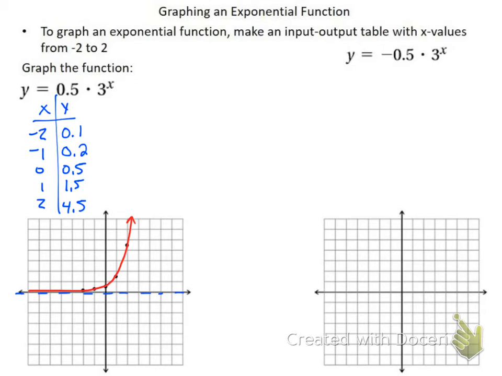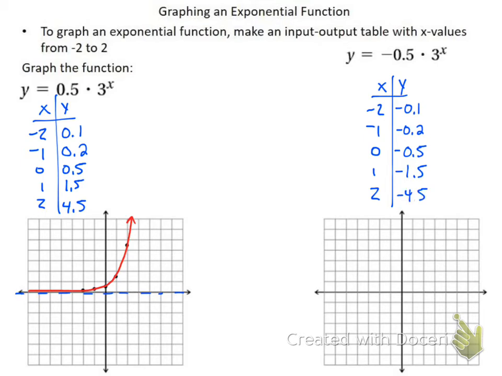With the other one, again, same thing. I do my x and y. Go from negative 2, negative 1, 0, 1, and 2. And if you go back to your calculator, it's actually pretty easy to insert. So you're just going to put a negative in front, and then the same thing. And what's going to happen is it's going to give us the same numbers, just all negative. So negative 0.1, negative 0.2, negative 0.5, and then negative 1.5 and negative 4.5.